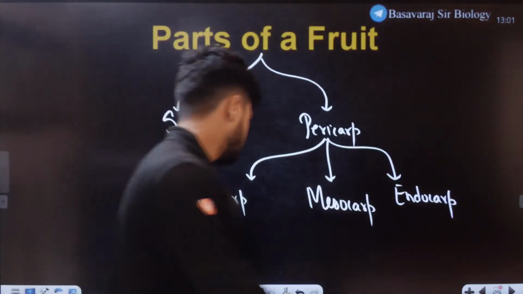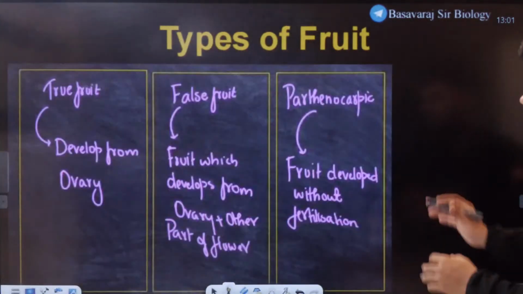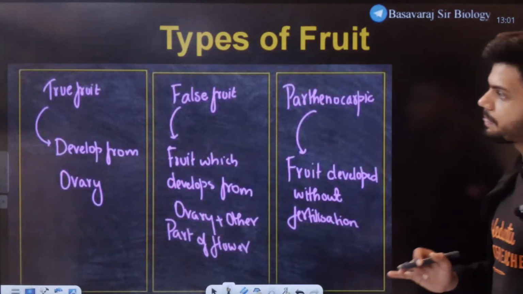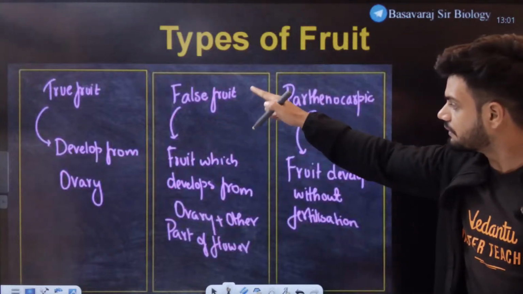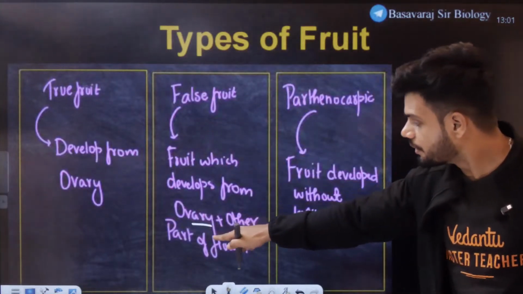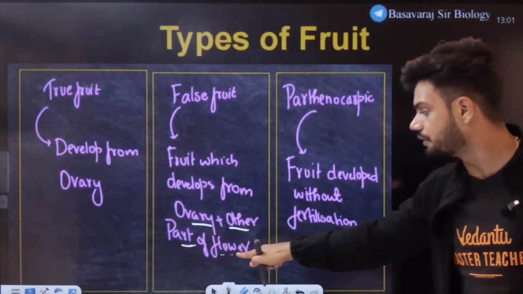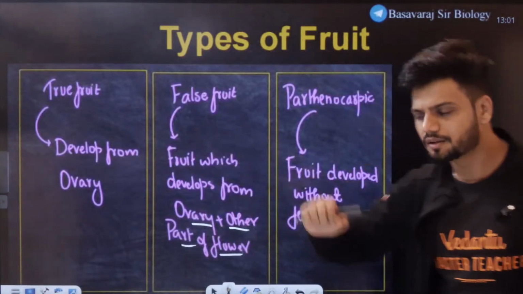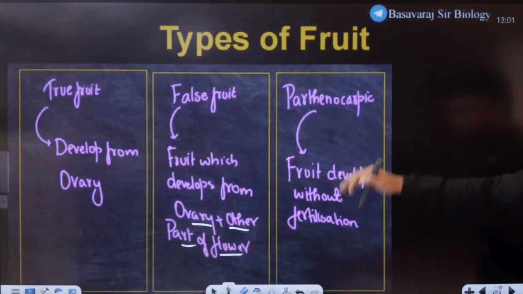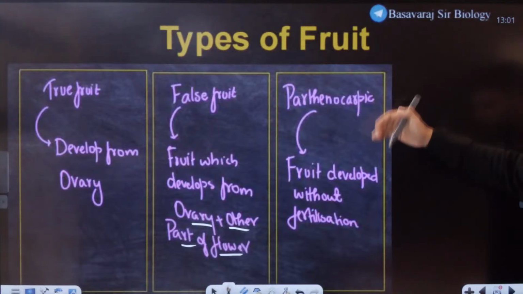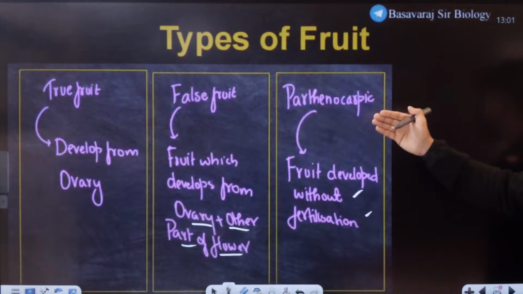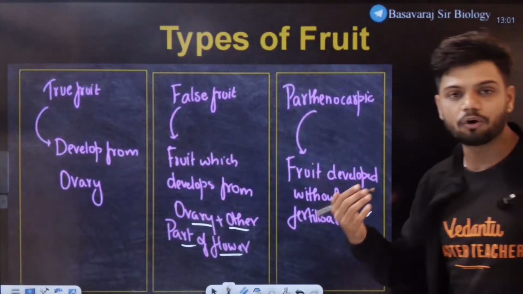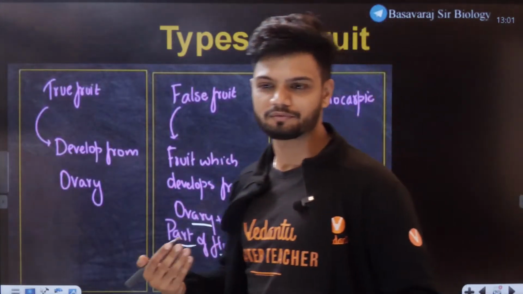Now, there are three types of fruits. True fruits develop from the ovary. False fruit develops from the ovary plus another part of the flower. It could be thalamus. An example is apple. Parthenocarpic fruit: fruit that develops without fertilization is called parthenocarpic fruit.